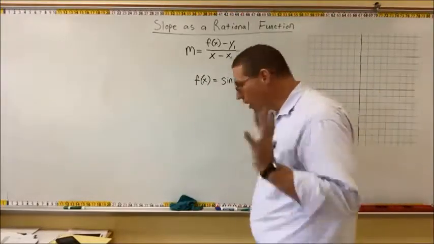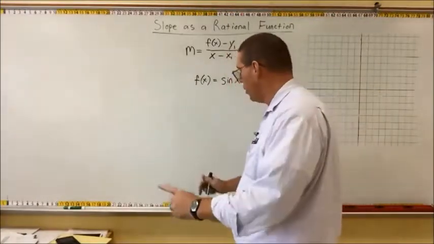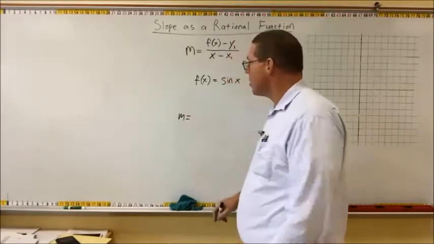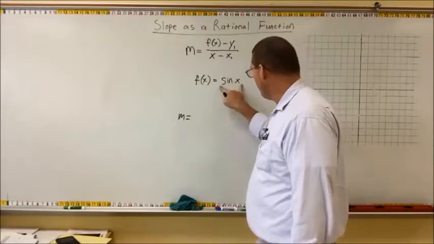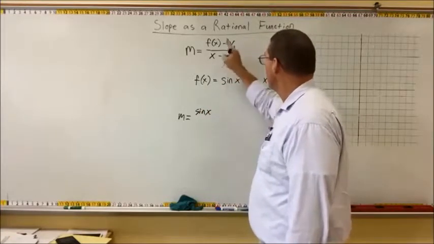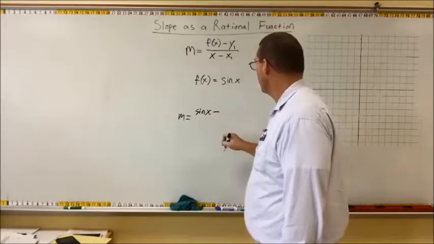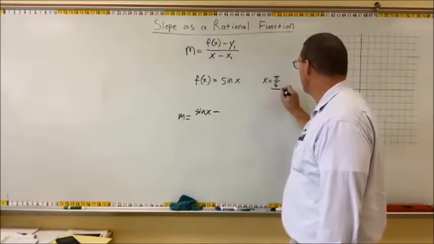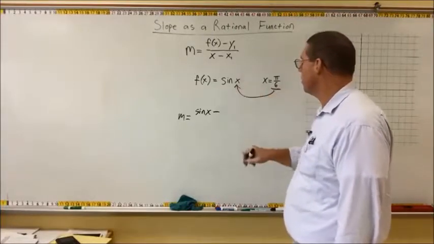All right, look, this is really easy, folks. Just what do you do? Step 1, write an m and an equals. Step 2, write the function, sine of x. Step 3, put a minus. Step 4, plug the x value into the function.